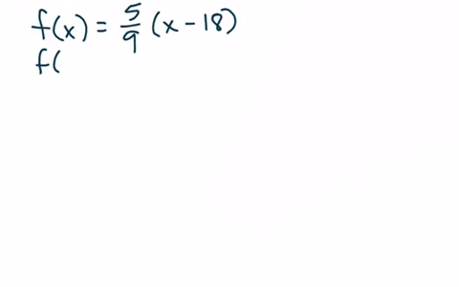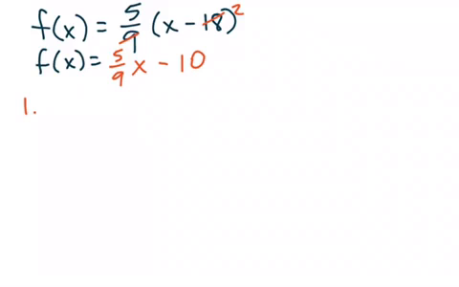So first thing, in order to simplify, I'm just going to distribute the 5/9. Now when I multiply 5/9 times 18, I can actually cross cancel here. And in cross canceling, I'm going to end up with minus 10. We get a 2 right there. Now we have f of x is equal to 5/9 x minus 10. Now we can begin with our first step.